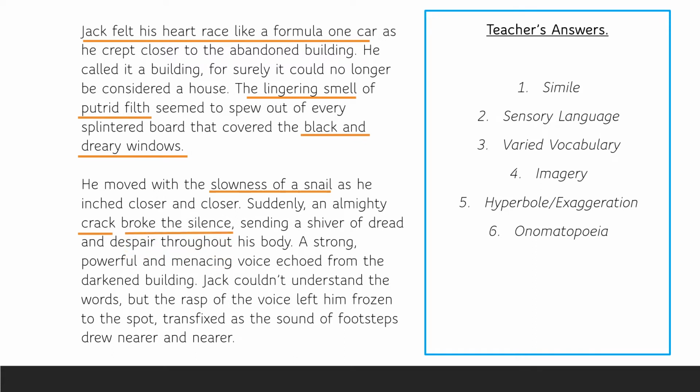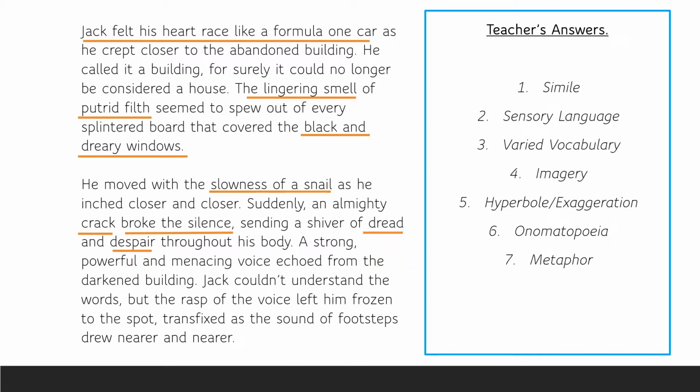The next one, we've got broke the silence. Now that one would be a metaphor, and the reason why it's a metaphor is because what the writer is doing is using figurative language. He's not being literal, nothing is actually being broken into. He's speaking about it in a figurative sense. It means that it was completely silent and that one noise has stopped it from being silent now, so therefore he's using a metaphor.